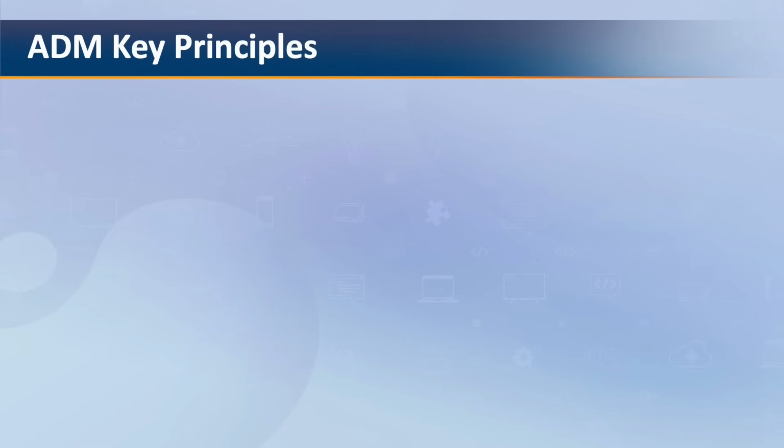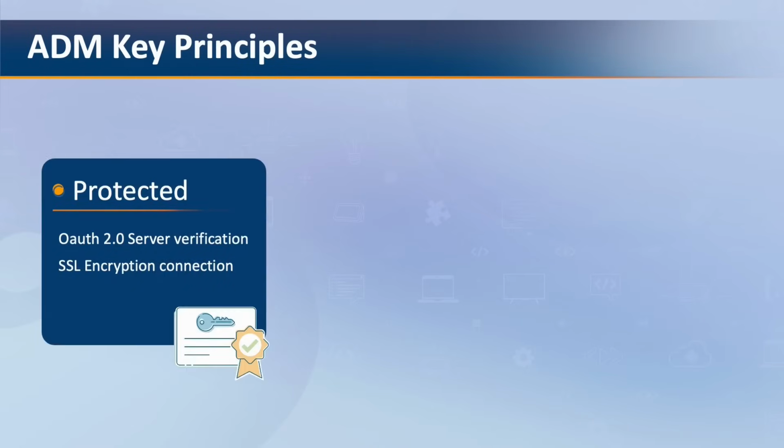The architecture of ADM follows three key principles. Protected. As a sender, your servers are verified via the OAuth 2.0 client credential flow. As your message passes to a device, the endpoint connections are authenticated and protected with industry standard SSL encryption, and ADM uses the standard Android permission system to direct the message to your app only.